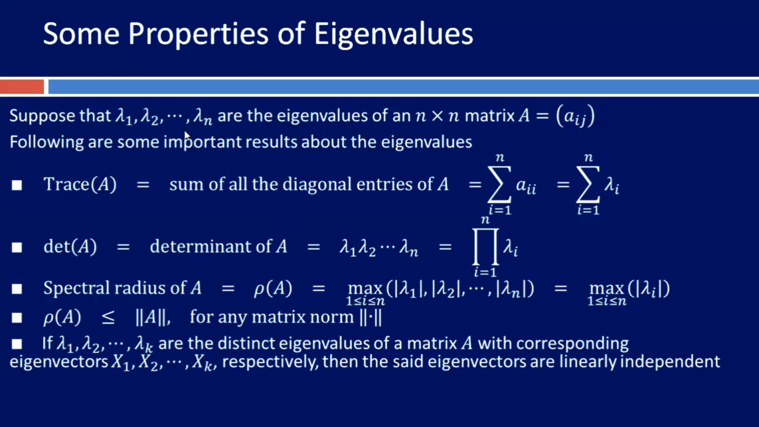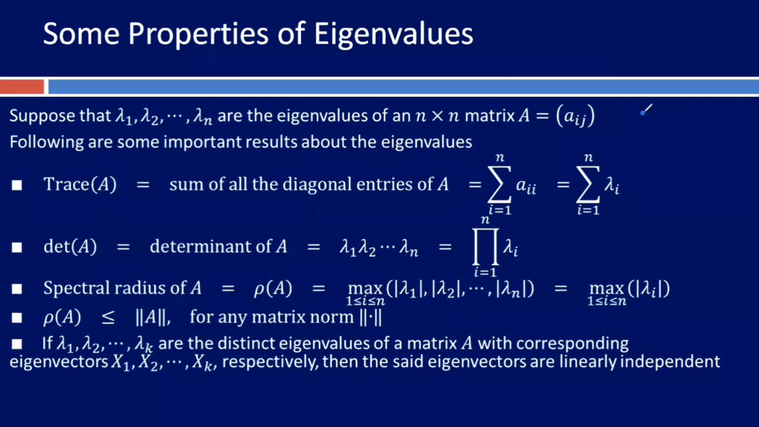Here, suppose we have eigenvalues lambda 1, lambda 2, and so on up to lambda n of an n cross n square matrix A. An important result is that the sum of all these eigenvalues is the trace of A. And the determinant of A is their product. For example, I explain this topic with the help of one example.